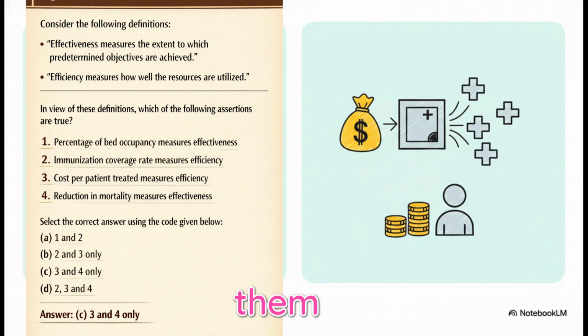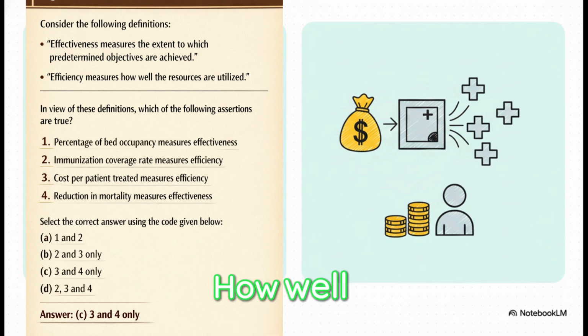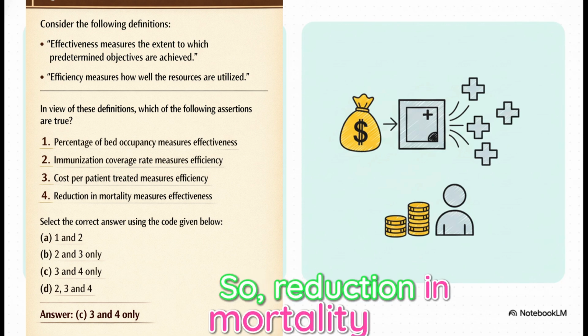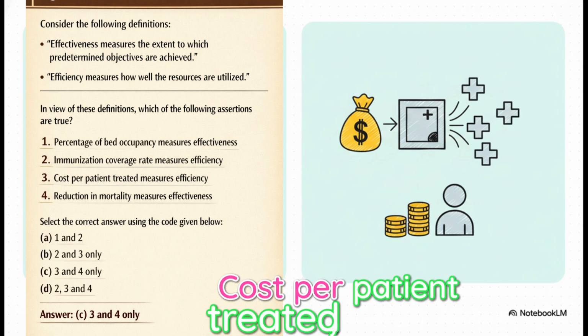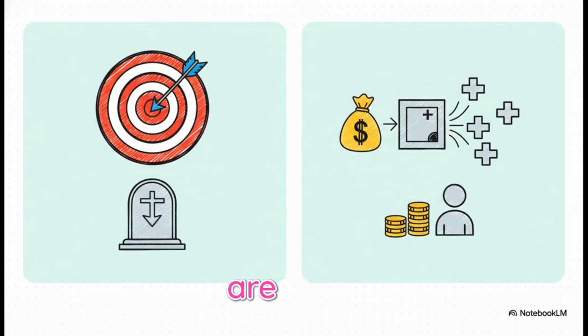Here's the easiest way to keep them straight. Effectiveness is about the end result. Did you achieve your goal? Efficiency is about the process. How well did you use your resources? Time, money, staff. So, reduction in mortality, that's an outcome, a result, that's effectiveness. Cost per patient treated, that's about resources. That's efficiency. So statements 3 and 4 are the correct ones.